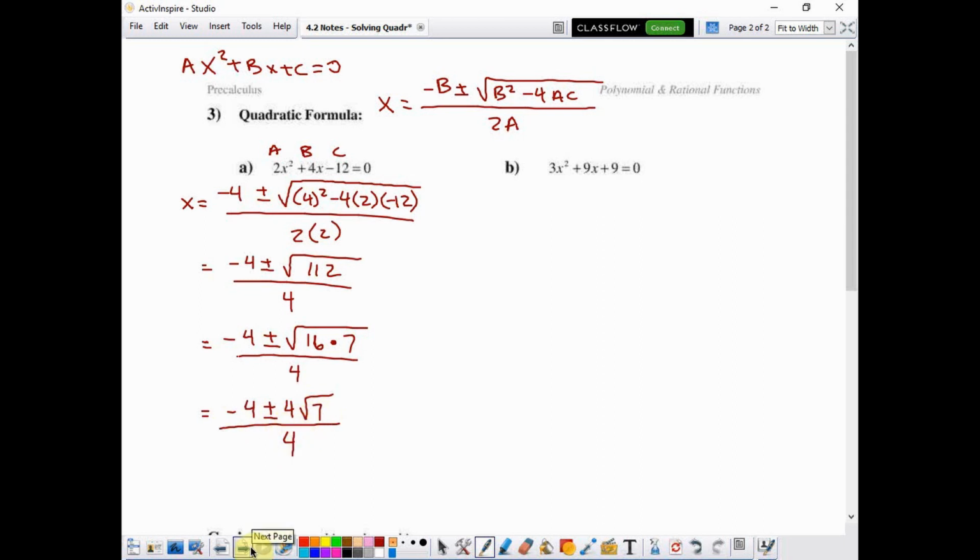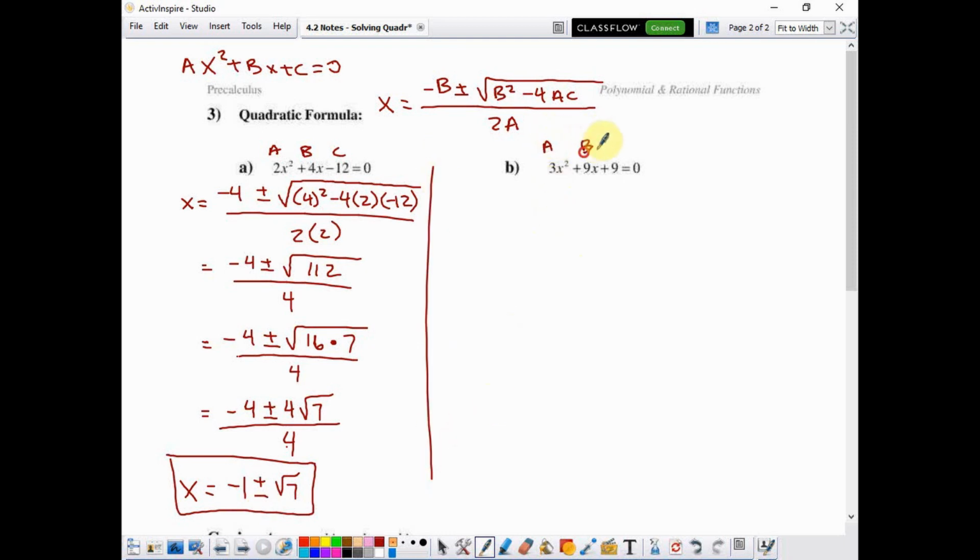And now I can simplify this because all three terms here are divisible by 4. So negative 4 divided by 4 is negative 1. 4 root 7 divided by 4 is root 7. And 4 divided by 4 is 1. So I could put this whole thing over 1, but that really doesn't mean anything. So my two solutions are x equals negative 1 plus root 7 and negative 1 minus root 7.